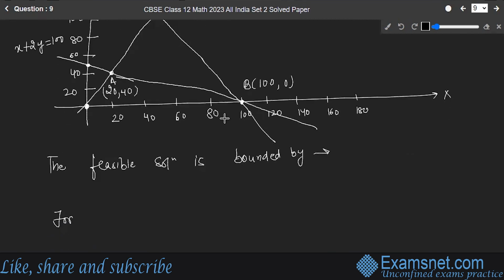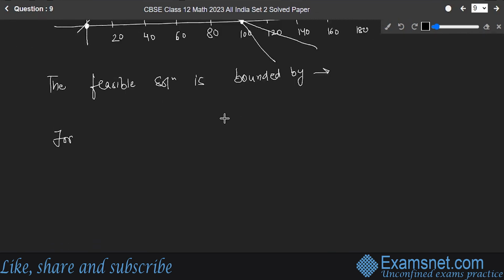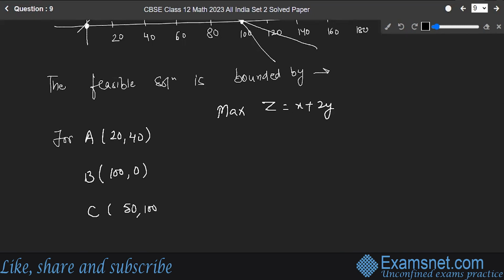Okay, now you have to maximize Z = x + 2y for the points A (20, 40), B (100, 0), C (50, 100). What will be the value of Z over here?